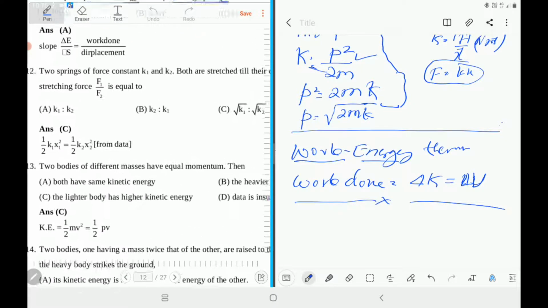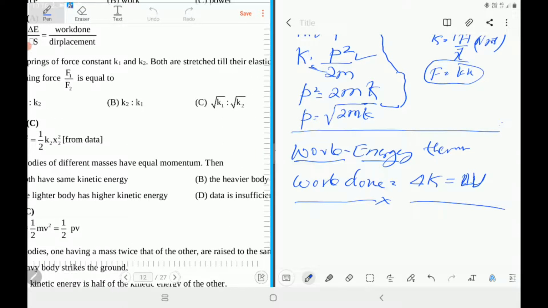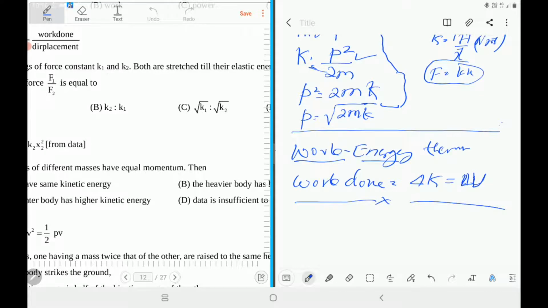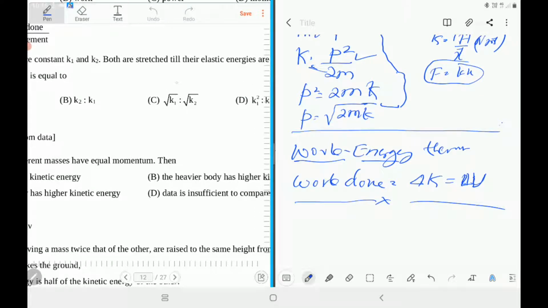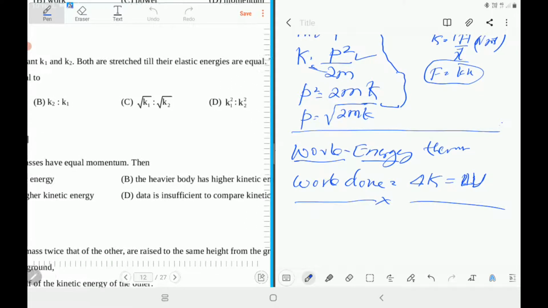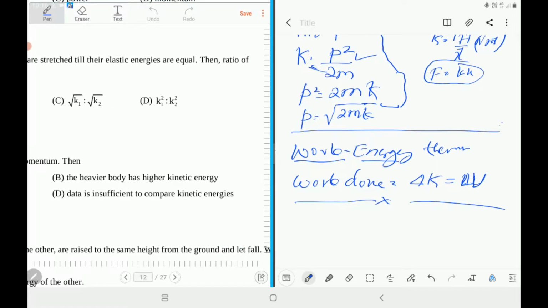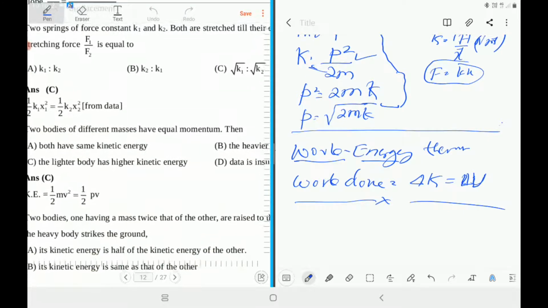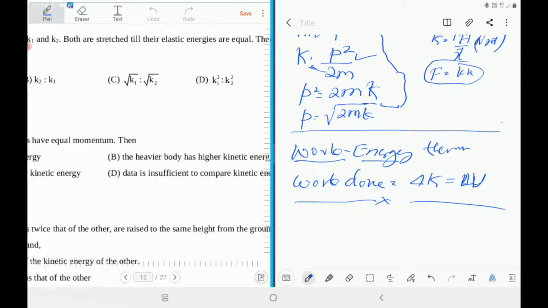The first one in this direction, that is the 12th one, a spring. Two springs of force constants K1 and K2 are both stretched till their elastic energies are equal. Then find the ratio of stretching forces, given that their elastic energies are equal.